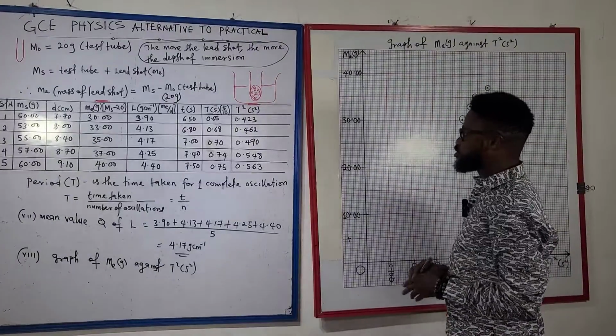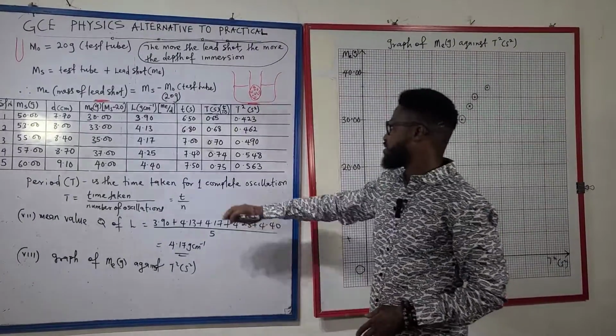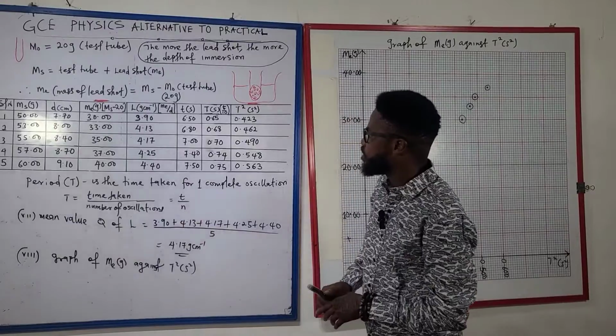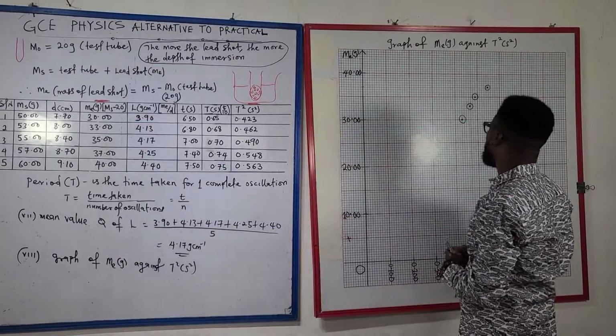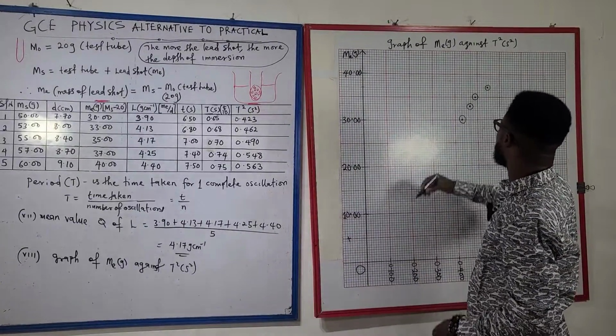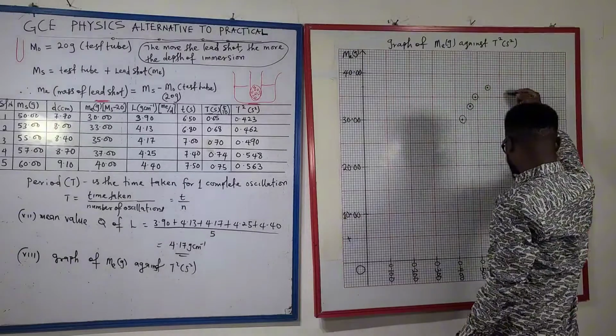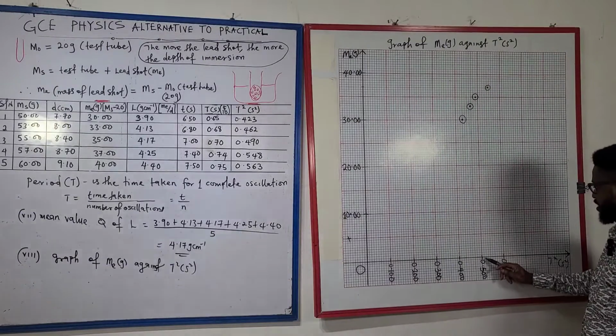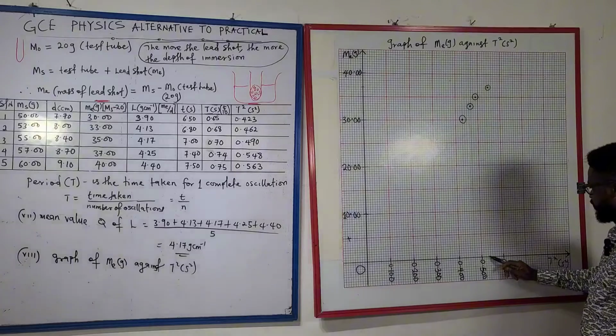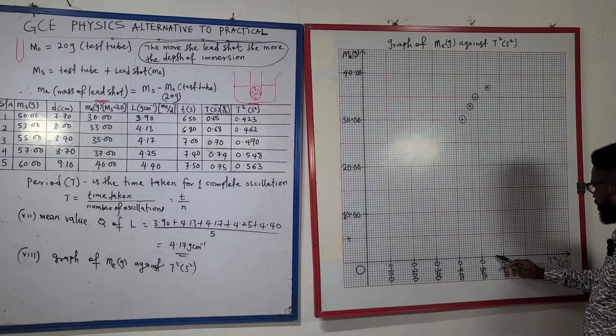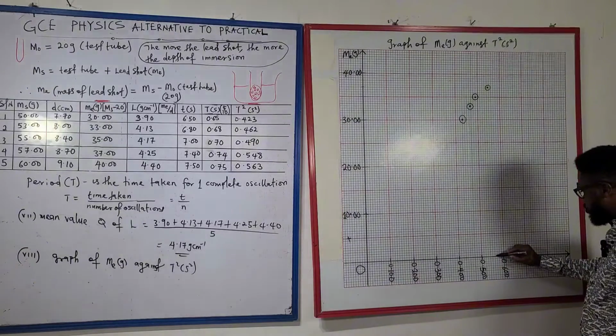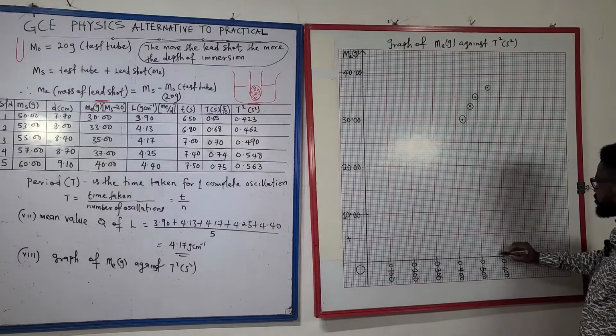I've been able to do that. So we then talk about the last reading. Let's try to pinpoint that. 40 and 0.563. This is 40 and 0.563. So let's try to look at that. 0.51, 52, 53, 54, 55, 0.563 should be somewhere here.